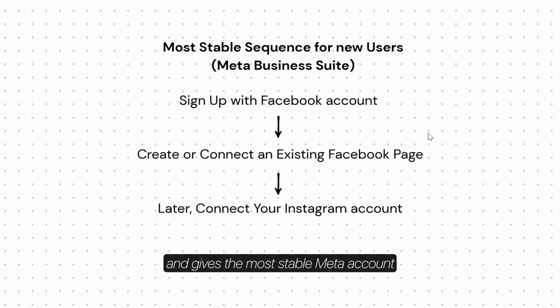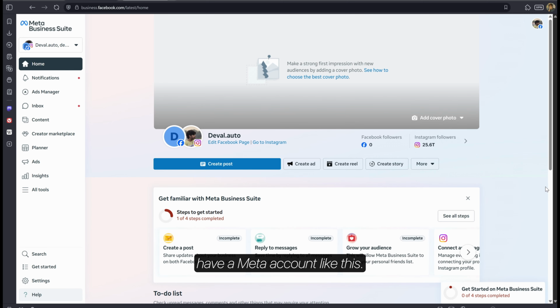So first you have to sign up with your Facebook account like I told you. Then it'll ask you to create a Facebook page or connect an existing page. Then after that, and only after that, please connect your Instagram account. This will help you make a really stable Meta account. So after all that, you must have a Meta account like this.